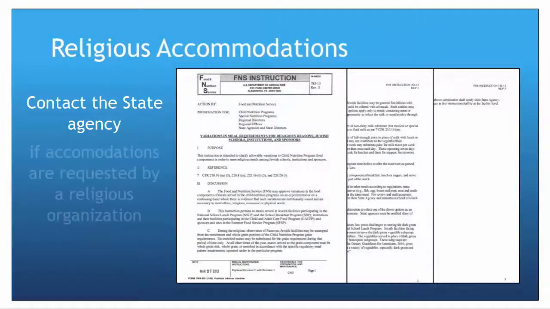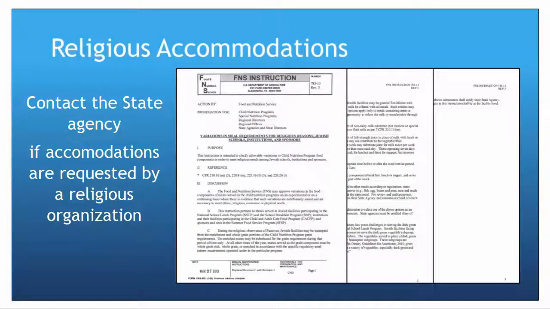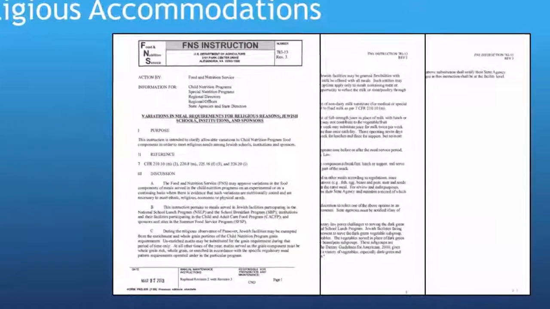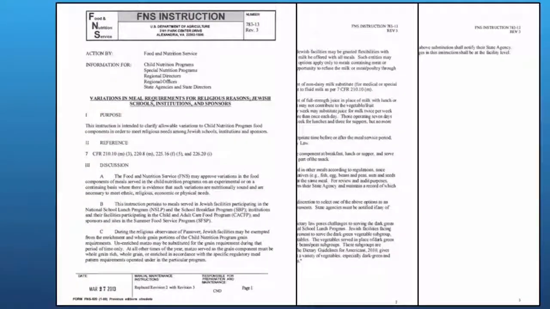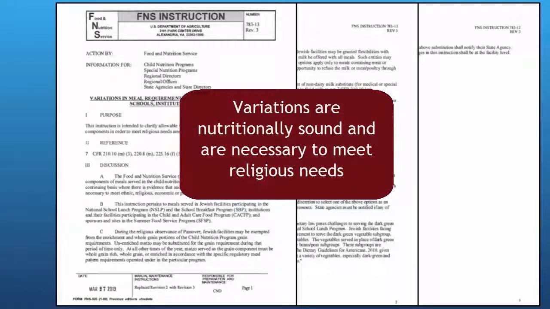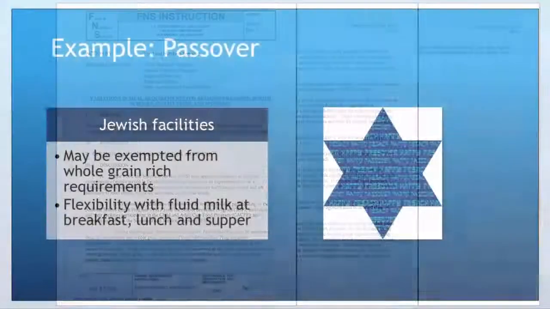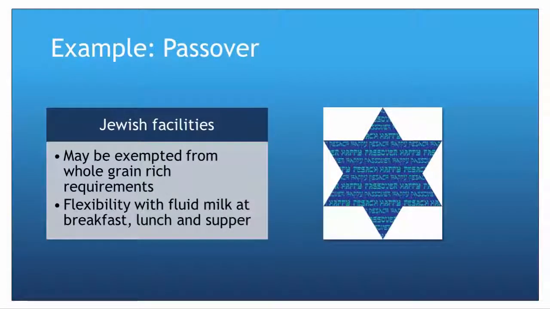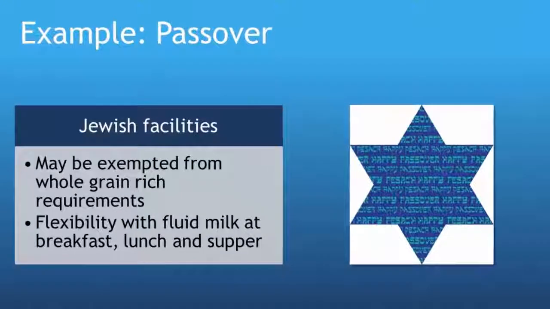Contact the state agency if accommodations are requested by a religious organization. For religious organizations, variations in the food components of meals may be approved on an experimental or continuing basis when there is evidence that the variations are nutritionally sound and are necessary to meet religious needs. For example, during the religious observance of Passover, Jewish facilities may be exempted from the enrichment and whole grain requirements and granted flexibility with the requirement for fluid milk at breakfast, lunch, and supper.